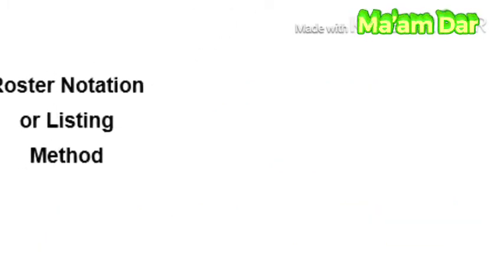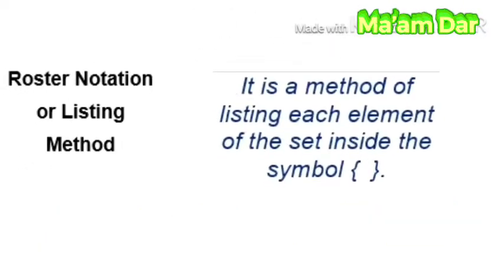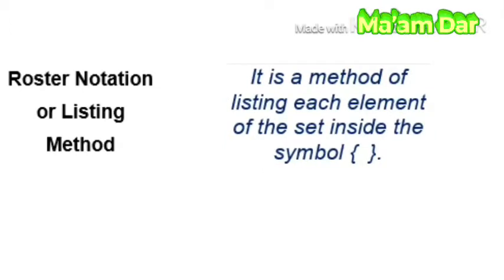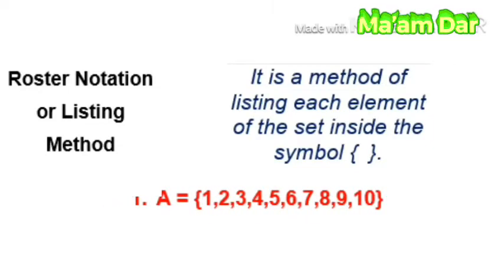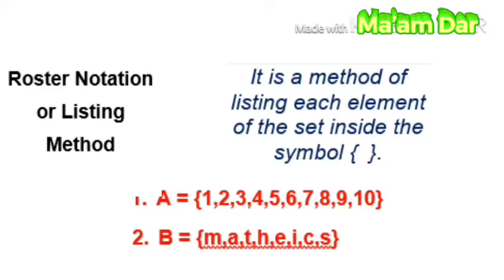The roster notation or the listing method is a method of listing each element of the set inside the symbol. For example, A is the set of 1, 2, 3, 4, 5, 6, 7, 8, 9, 10. Or B is the set of M, A, T, H, E, I, C, and S. Ganun wala na siya na form ng word ng mathematics. Again, the elements of a set must be distinct. Dili magbalik-balik. Ato lang siyang isulat kausa.